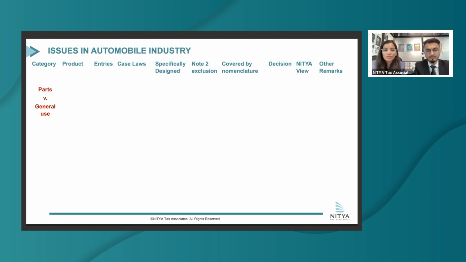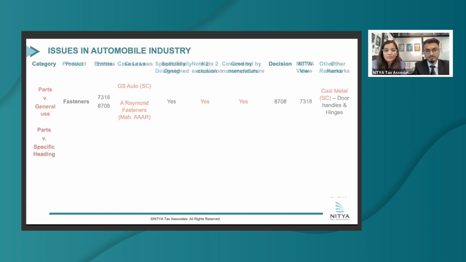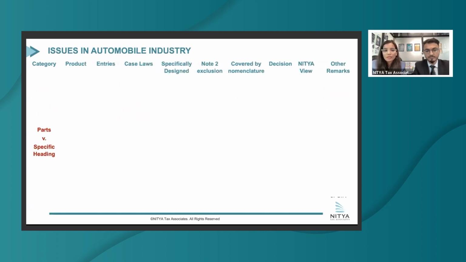First, a very common category: parts versus general use. We have already discussed fasteners in our previous slides, how the courts have been classifying them under 8708 and attracting higher rates of duties. However, the correct classification is 7318. Now coming to other parts.